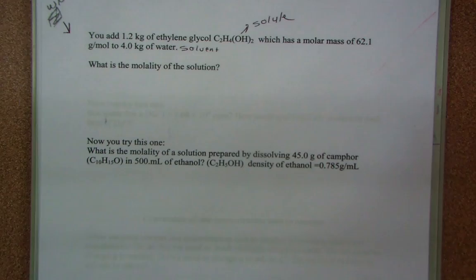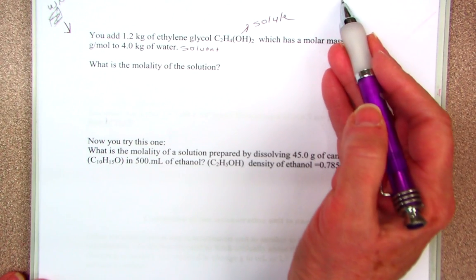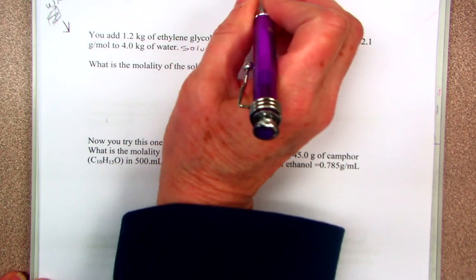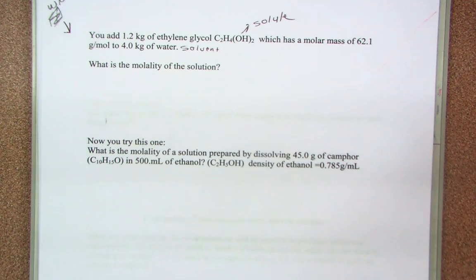So when you think about this, molarity is moles of solute per liter of solution, and molality is moles of solute per kilogram of solvent. The difference here, the big one, is that we have solvent, not solution. So we have to get the solute out of there. So let's look at a typical problem.